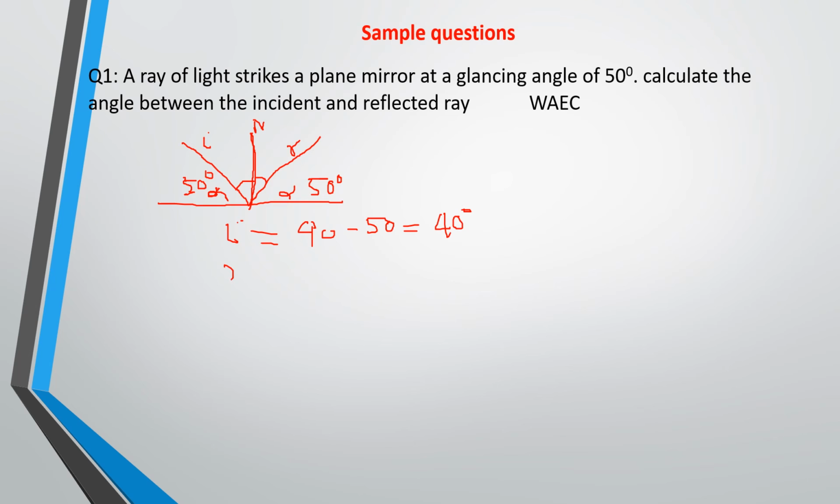Then the reflected angle is also equal to 90 degrees minus 50 degrees, so that also gives us 40 degrees. So the incident angle is 40 degrees, the reflected angle is 40 degrees, so the angle between them will be equal to 40 degrees plus 40 degrees. Okay, which means that the angle between them is equal to 80 degrees. So I think that is clear.